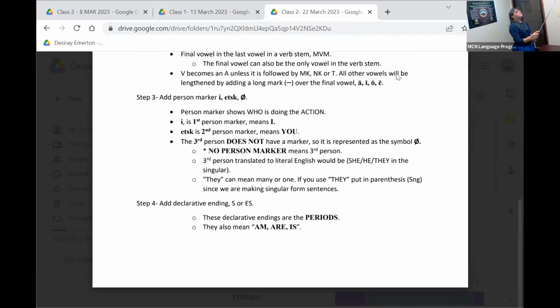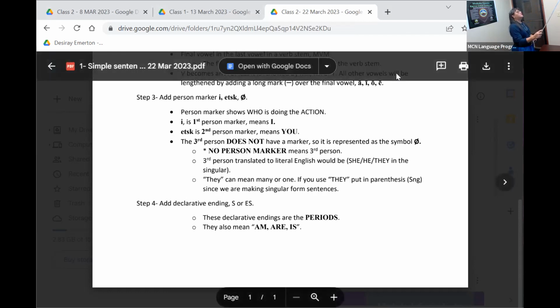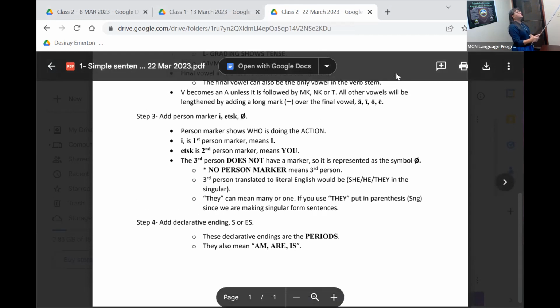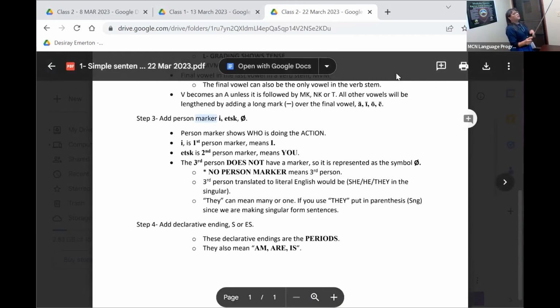All right, I think I left off right here. Goodness, my little board is being a little cranky. A becomes an A unless it's followed by MK, NK, or T, and all the other vowels will be lengthened by adding the long mark over the final vowel: A, I, O, E. I do know my sounds. I just need to practice as well.